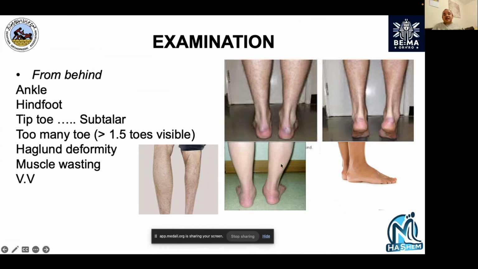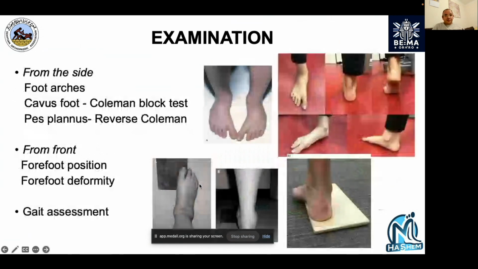I can spot easily, as you see here, any Haglund deformity or retrocalcaneal bursitis or problems. I can easily spot, as you see, differences in muscle circumference and wasting of the calf muscles, and I can see definitely if the patient has any varicose veins.